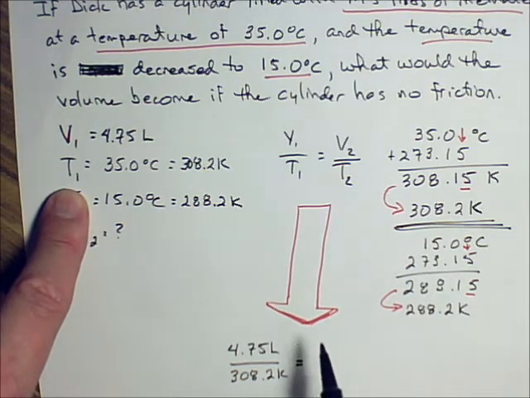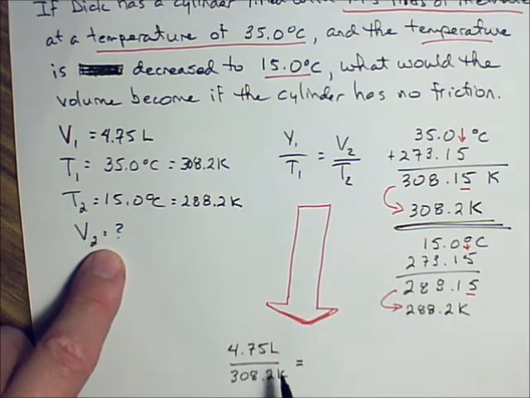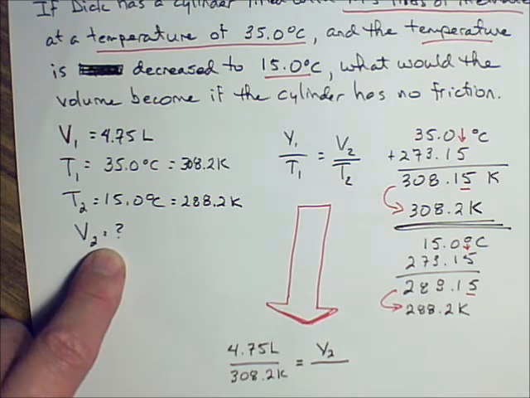We write an equal sign. We don't know what V2 is, so we're only substituting in the equation only the known values. Okay, so V2 is going to stay V2 because we don't know what that value is.